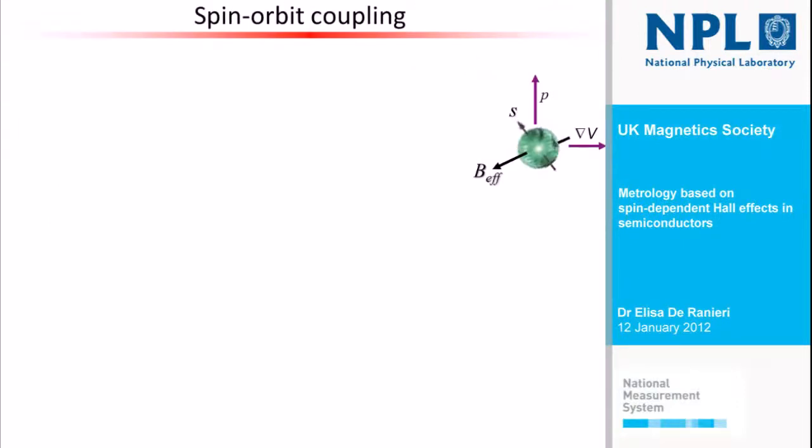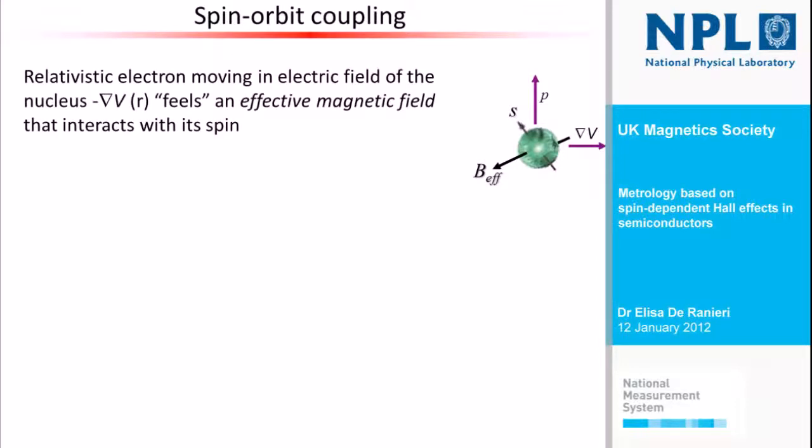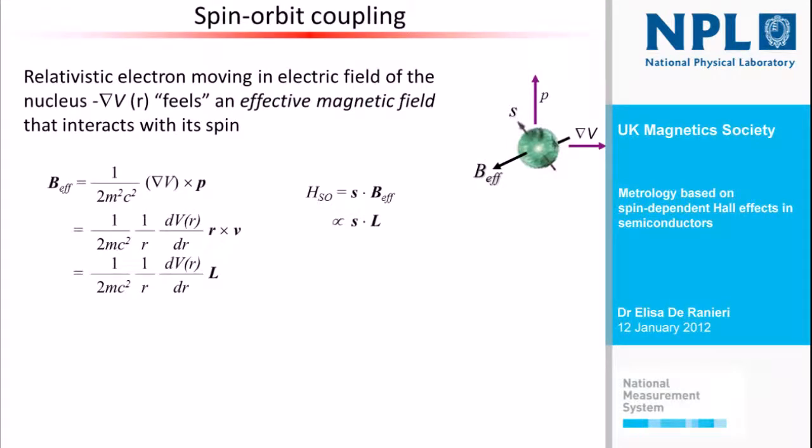Spin-orbit coupling, what is it? In a few words, you can think of the electron which moves around the nucleus with relativistic speeds, and it will feel the electric field of the nucleus as an effective magnetic field, and this effective magnetic field then interacts with its spin, and it enters the Hamiltonian of the particle with a term which is proportional to S dot L, and hence the name spin-orbit coupling.